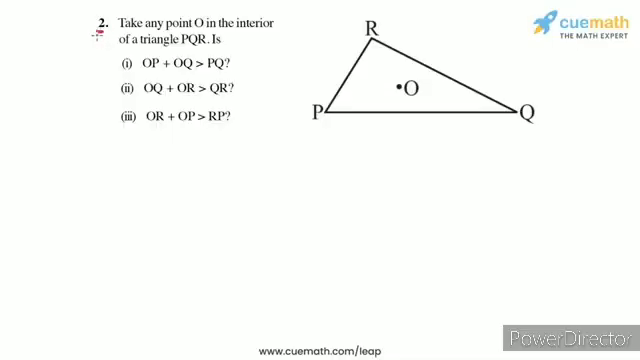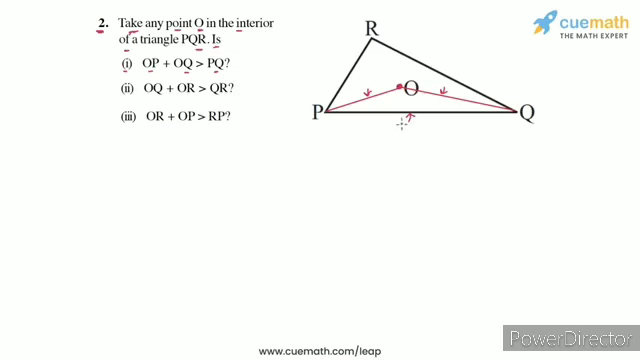In question 2 of this exercise, the problem statement says, take any point O in the interior of a triangle PQR. So if you observe this figure here, O has been taken as any point inside the triangle PQR. Then in the first part, we have to check, is OP plus OQ greater than PQ? So let's draw the segments OP and OQ. So OP is this segment and OQ is this segment here. So we have to check, is OP plus OQ greater than PQ? Well, what do you think?